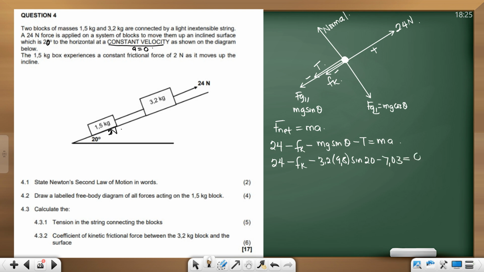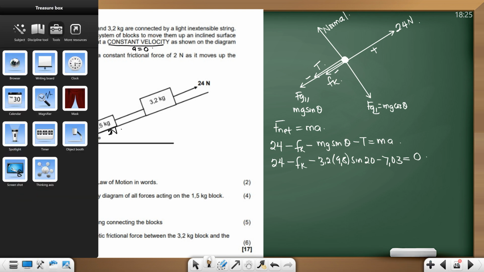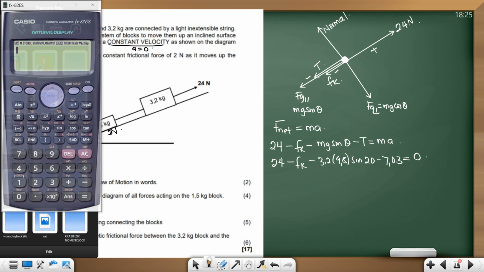What is the mass? It doesn't matter. All right, can we then walk through? Just get a calculator, please. Your own calculators too. It is 24 minus 3,2.